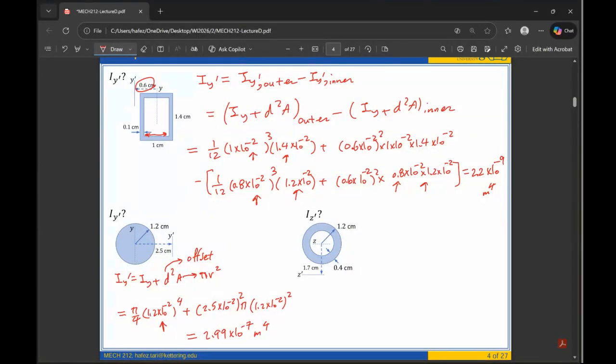All right, so that was for one circle. Now if it's hollow, as Drew said, we do the same thing for this one. You just do outer minus inner. So I_z plus d squared times area of outer, I_z plus d squared times area of the inner.